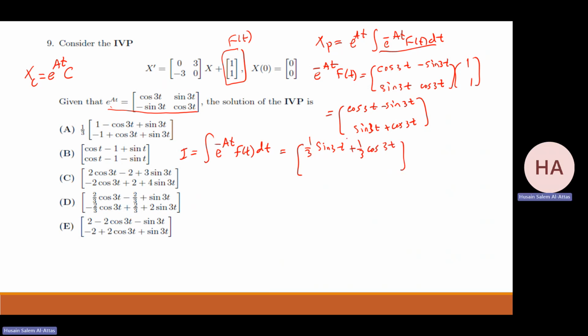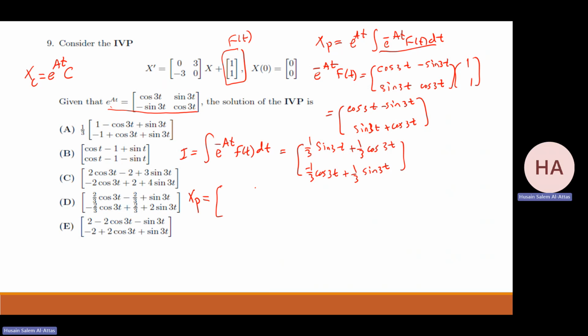And this one you have what? You have minus 1 over 3 cosine 3t, and plus 1 over 3 sine 3t. Now I need e^(At) times b when I multiply this by this. So let me do it in one step.